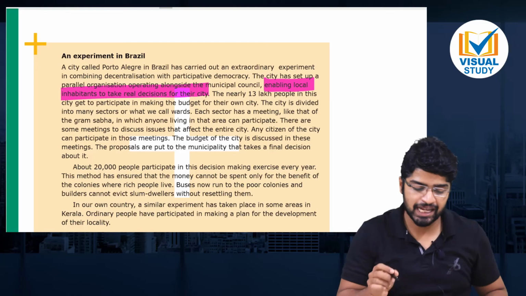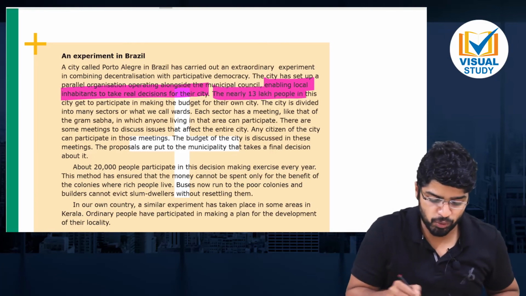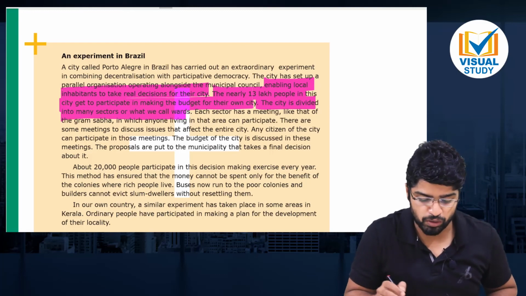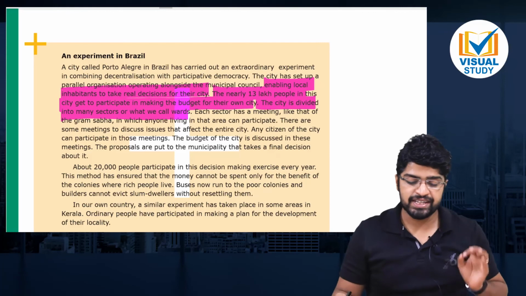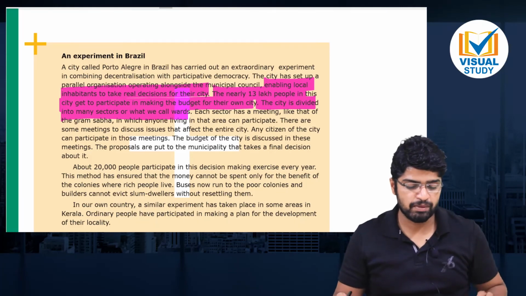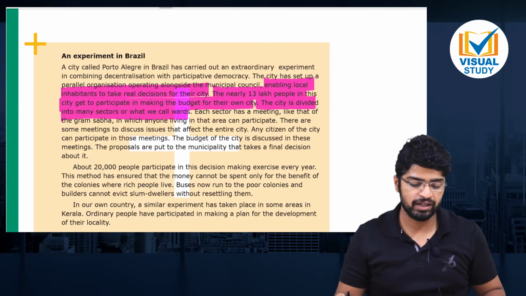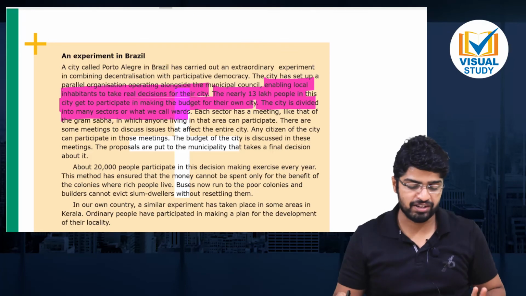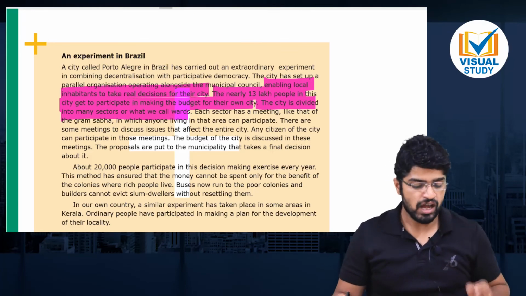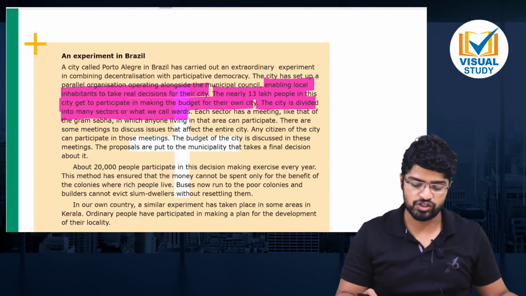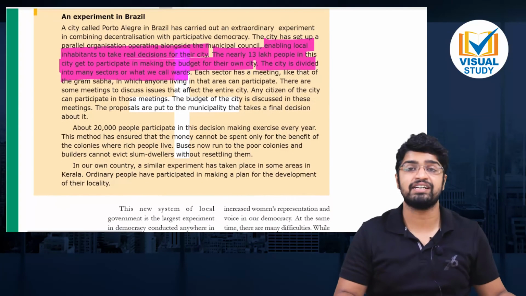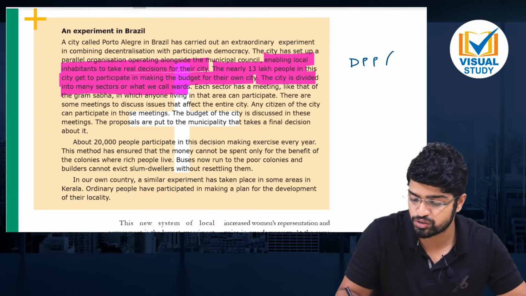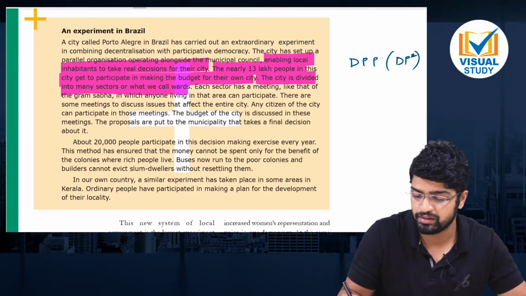Nearly 13 lakh people in this city get to participate in making the budget of their city. The city is divided into many sectors, or what we call wards, right? Each sector has a meeting like that of the Gram Sabha, in which anyone living in that area can participate. There are some meetings to discuss issues that affect the entire city. Any citizen of the city can participate and propose for the final decision. About 20,000 people participate in this decision, and that's why it has been successful, because it is direct people's participation, or to be very specific, it is called DP square.